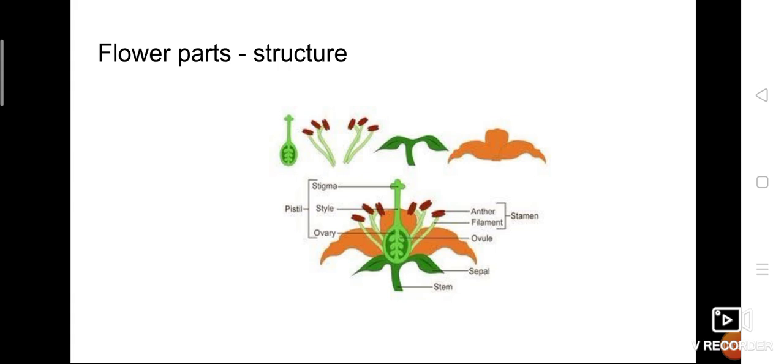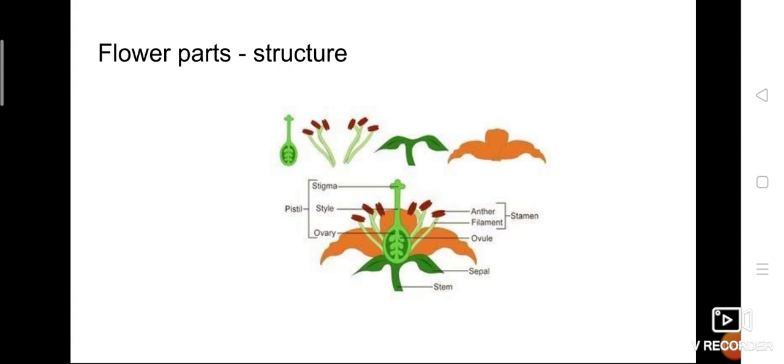The next part we are going to discuss is the stalk. The stalk is a broad structure which holds the flower, that is the stem part we can see. It actually helps in the process of reproduction. Hence the flower is the reproductive organ of a plant.